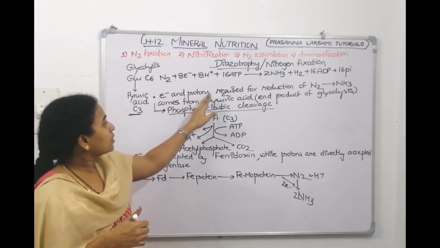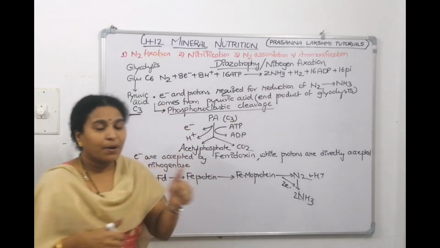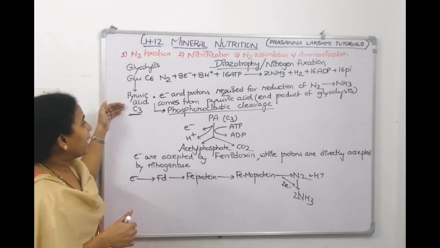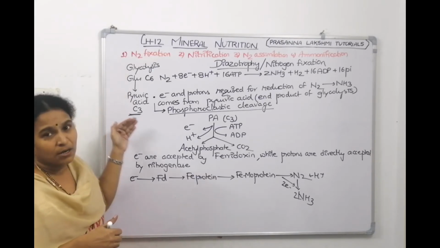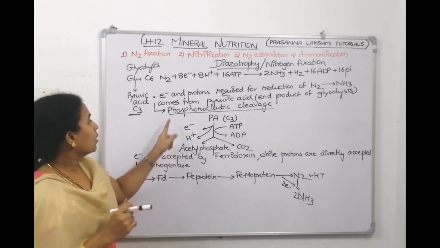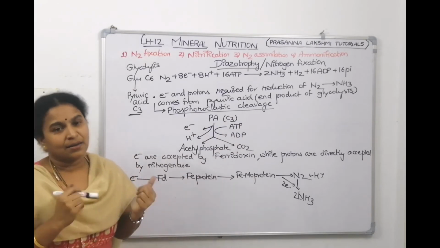The electrons and protons required for reduction of nitrogen to ammonia, from where do they come? When glucose is converted to pyruvic acid. What is pyruvic acid? The end product of glycolysis. From there it will come. What is the reaction called? Phosphoroclastic cleavage. How does it occur?